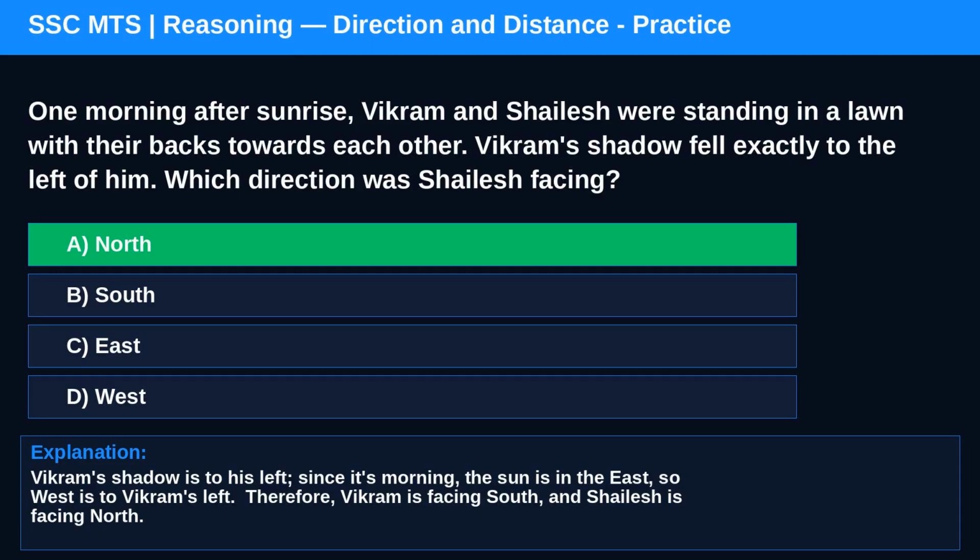Correct answer is A. Vikram's shadow is to his left. Since it's morning, the sun is in the east, so west is to Vikram's left. Therefore, Vikram is facing south, and Shailesh is facing north.